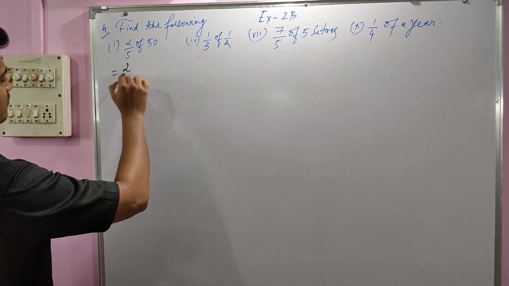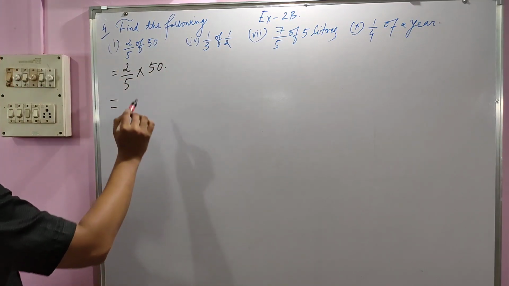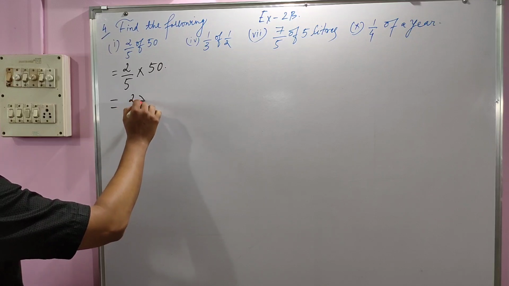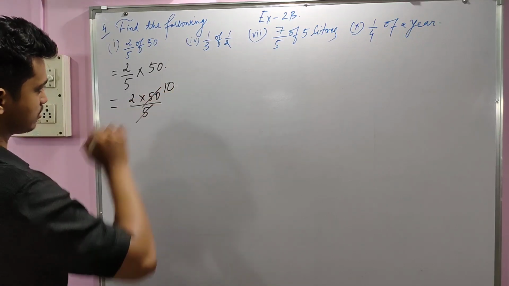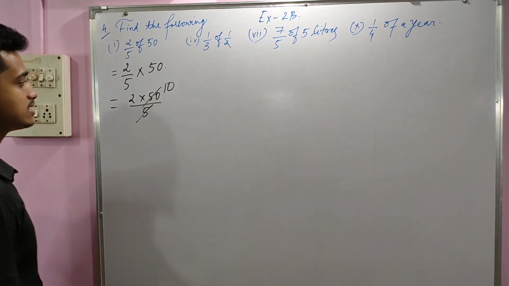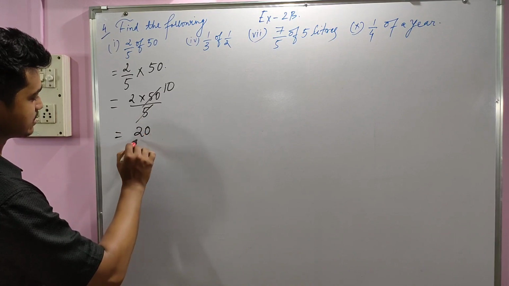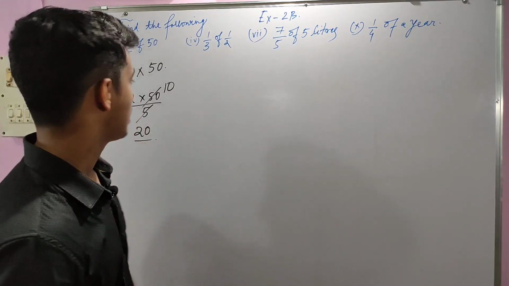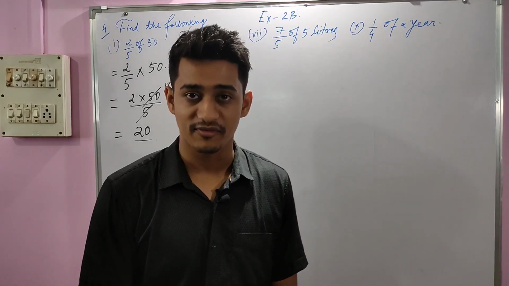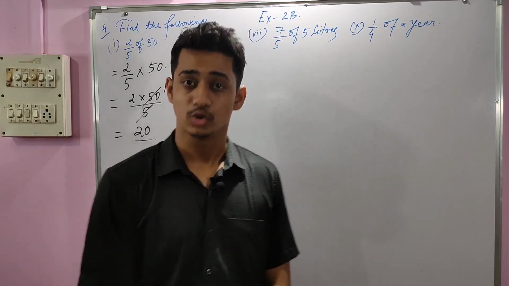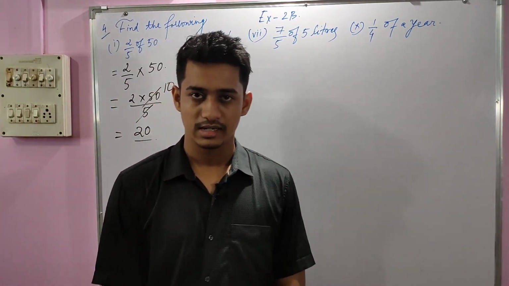So 2 by 5 into 50. So 2 by 5 into 50 is what? Basically 2 into 50 by 5. So 5 and 50 will cancel each other and 10 will remain. So 20 is the answer. So let's say if you have 50 rupees and I am the shareholder having my share 2 by 5 in your 50 rupees, what will be my share? That is 20 rupees. Now you can understand, right?